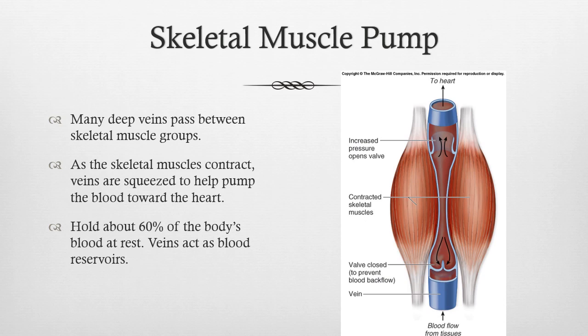Because the veins don't have a pump and they are low pressure, they need some help. One of the big ways that we help to get blood from our extremities, especially the legs, back up to the heart, is that we have muscular pumps. The muscles that surround deeper, larger veins, as they contract, push the blood through that blood vessel.